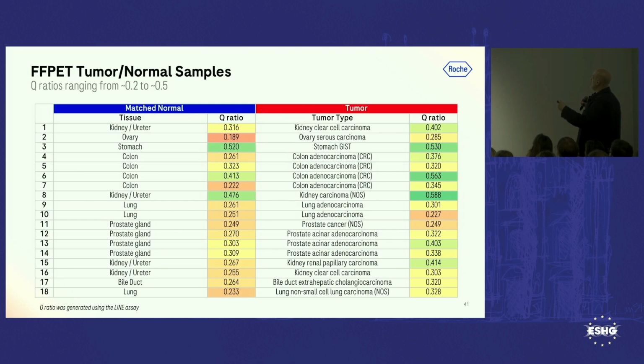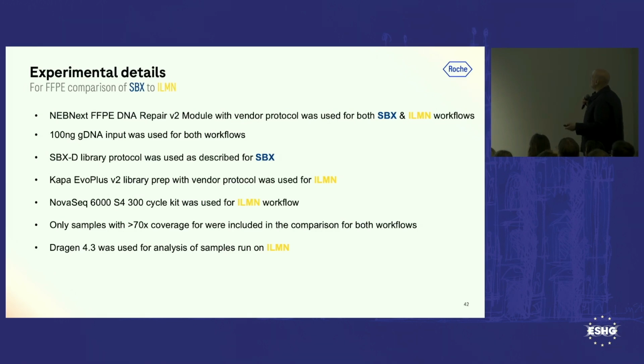So in terms of samples, we did 18 matched normal tumor samples that we ran through, with a range of Q ratios that were determined by the Illumina assay. So you get an idea of the ranges of quality of the samples that we were using here. Normally we don't do these types of comparisons, but we needed some frame of reference, so we just figured we'd list exactly what we ran here.